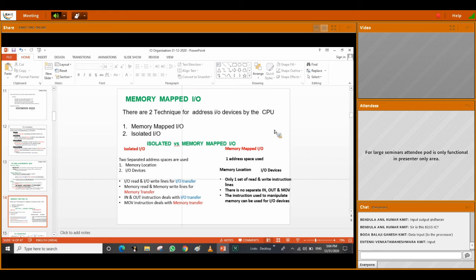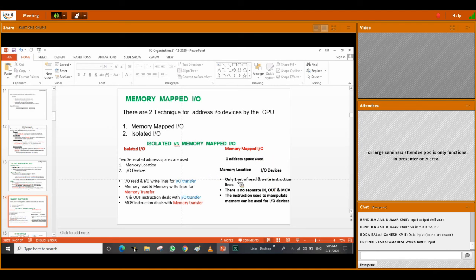In memory mapped IO, one address space is divided into two: one for memory locations and one for IO devices. In isolated IO, there are separate IO read and IO write lines for the IO transfer, and memory read and memory write for the memory transfer. Here we have in and out instructions dealing with the IO transfer, and move instructions dealing with the memory transfer.